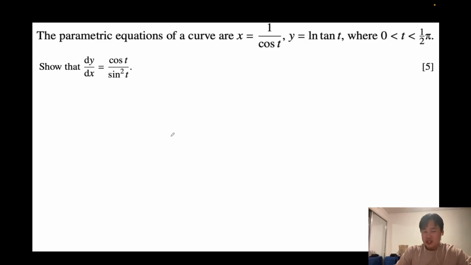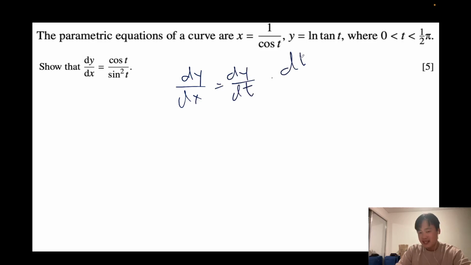First off, for this question, if you know it's parametric equations, you know it's going to be parametric differentiation. They're asking to show that dy/dx equals something clearly involving the variable t, and that comes from doing dy/dt first, multiplied by dt/dx.